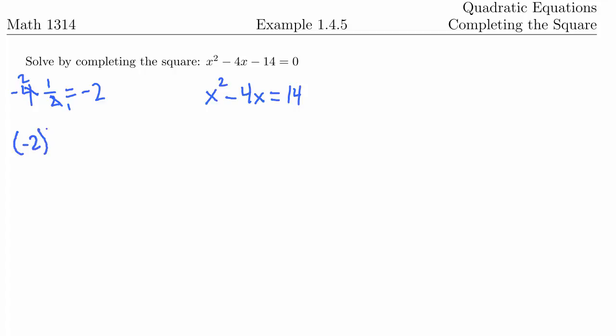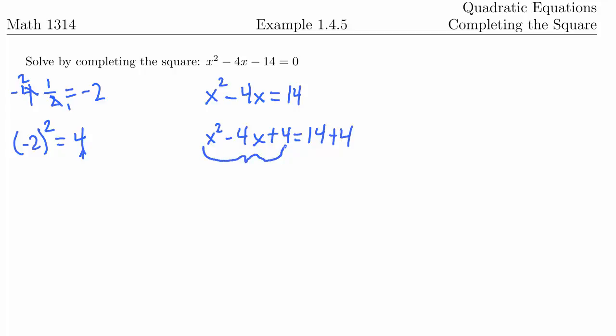Take that answer, that negative 2, and square it just below that. Negative 2 squared is positive 4, because a negative times a negative is a positive. I'm going to take this answer and I'm going to add 4 to both sides of this equation. So I get x squared minus 4x plus 4 is equal to 14 plus 4.